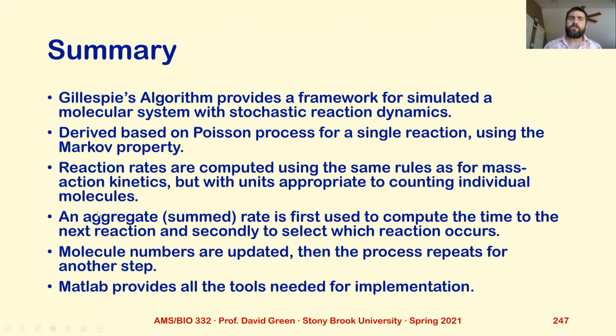All right. Now, in summary, we've discussed Gillespie's algorithm. We've introduced Gillespie's algorithm as this framework for simulating a molecular system with stochastic dynamics. It's derived very much based on what we learned from a Poisson process by taking advantage of this Markov property. We think of counting reactions just in an arbitrary, general sense, and that gives us the time to reaction. Once we know a reaction has happened, we can then get a very simple way to figure out which reaction happened.